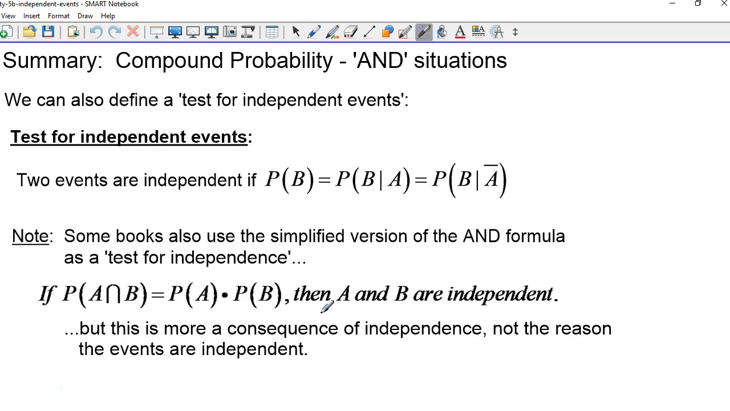Okay, that should be it for AND cases and the special case of independent events. If you want to go to the examples video, we'll work out a number of problems that use those ideas.